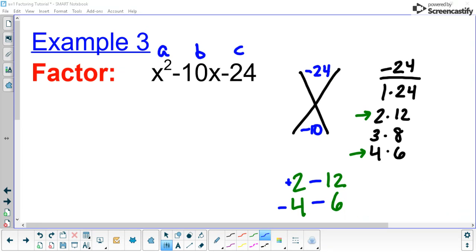So we have a negative 24. So 2 times negative 12 multiplies to get negative 24. Negative 4 times negative 6 would give you positive 24. So negative 4 and negative 6 do not work. So 2 and 12 are going to be our numbers. So we'll have positive 2 and negative 12 as our answers.